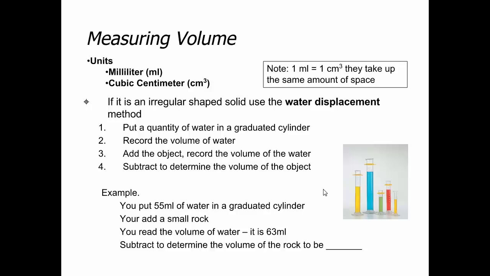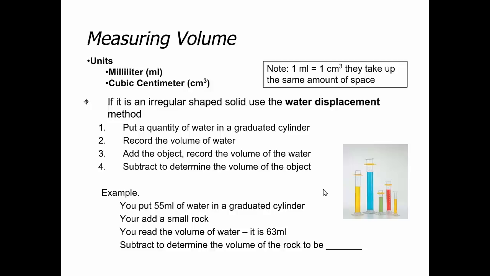And the way that we do that is fairly simple. We put some water in a graduated cylinder. The level is not all that important. We record that volume. We then add our object. What's going to happen to the water level? It's going to rise. We record that number. And the difference between the two is the volume of that object. So that's how we use this process called water displacement to find the volume of an irregular object.